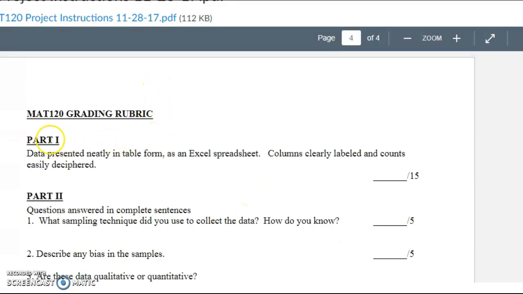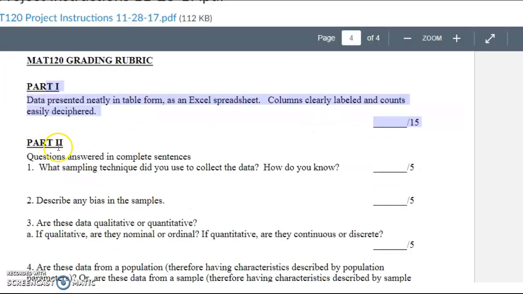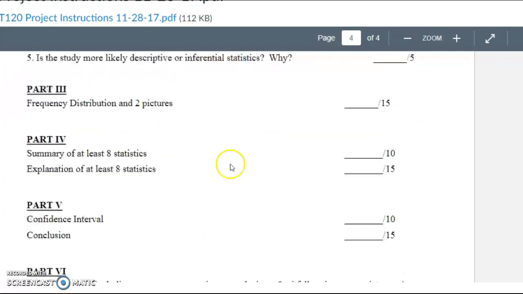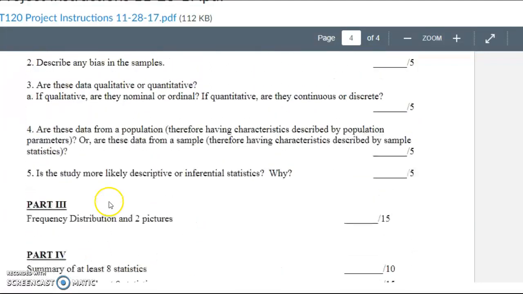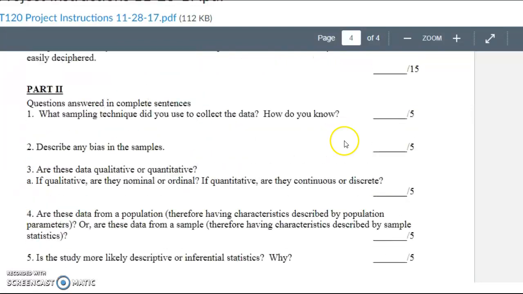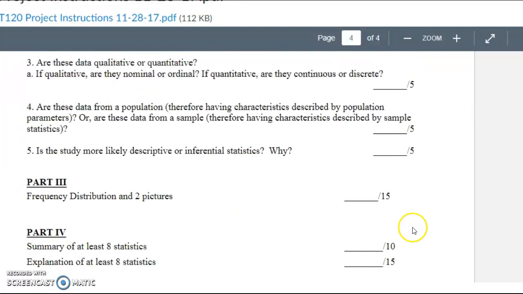The grading rubric is down here. So part 1, 15 points, and that's just to give me a table at every 100 pieces of data. Part 2, answer it in complete sentences. Just don't give me numbers. What sampling technique did you use to collect the data? The sampling technique I used was. And so each of those questions is broken down to 5 points each.